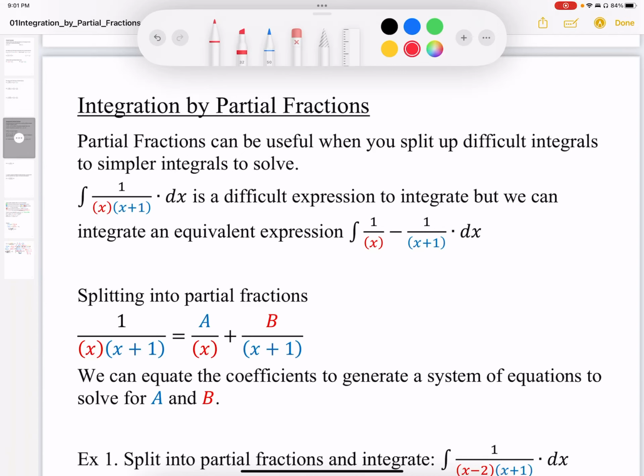All this work with splitting into partial fractions is leading us into using this as a technique to be able to integrate. And why this is going to be helpful is because if we look at an integral like this one here, so I've got this integral.